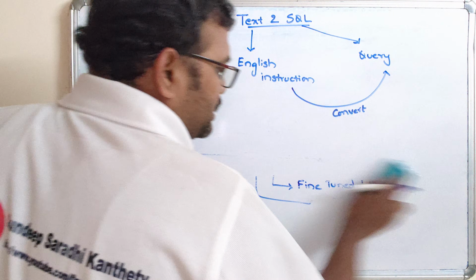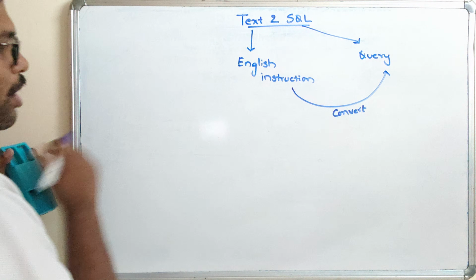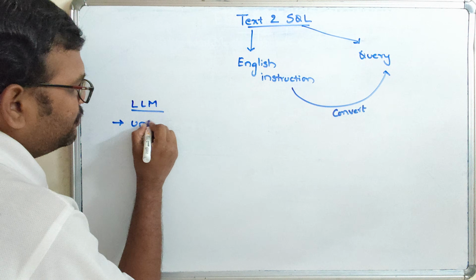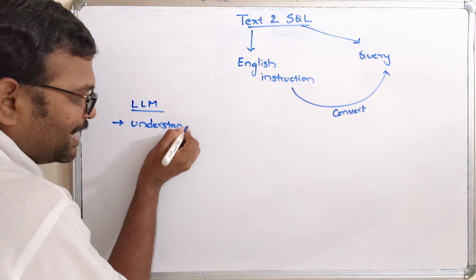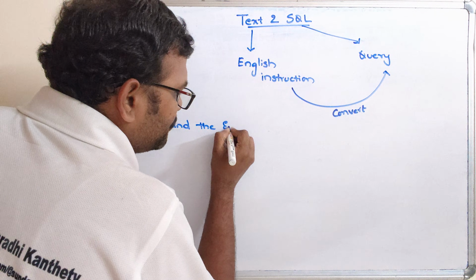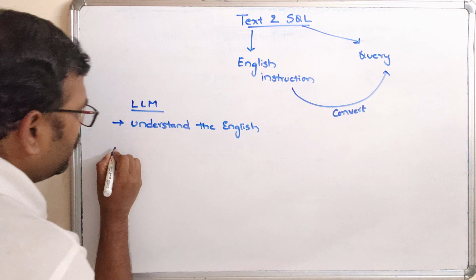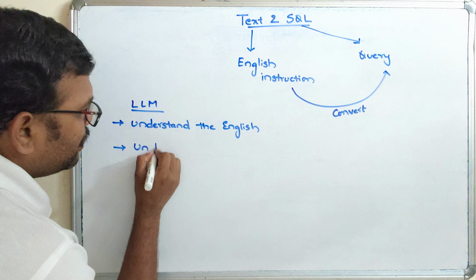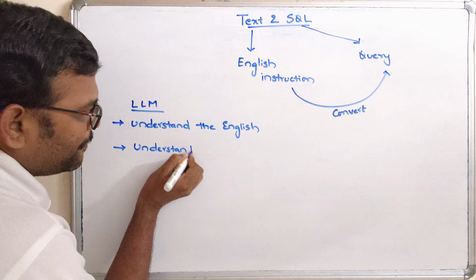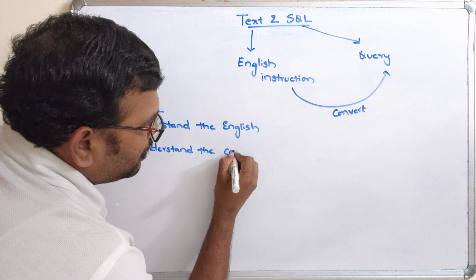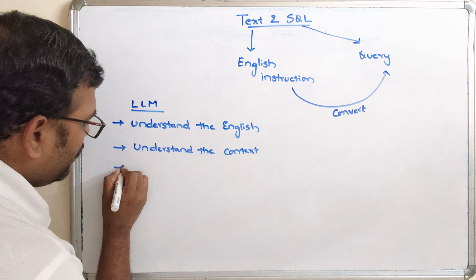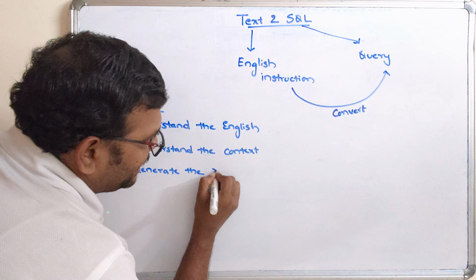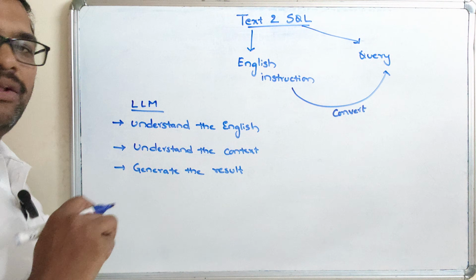So how will it work? A normal LLM understands the question, it understands normal English, and then it understands the context, and automatically it will generate the result or a response or an answer, whatever it may be.